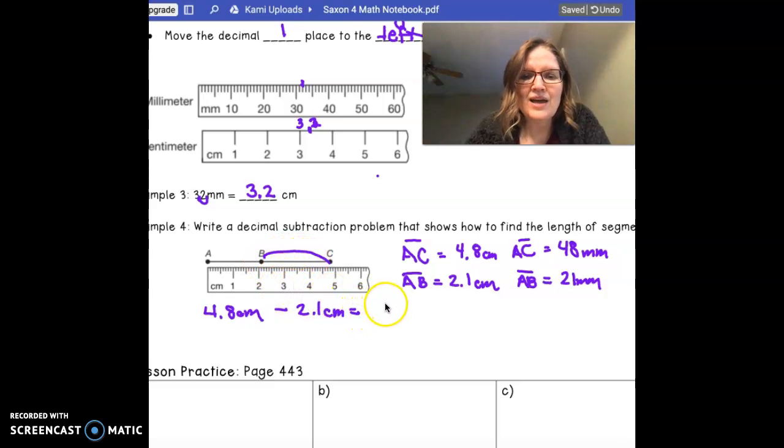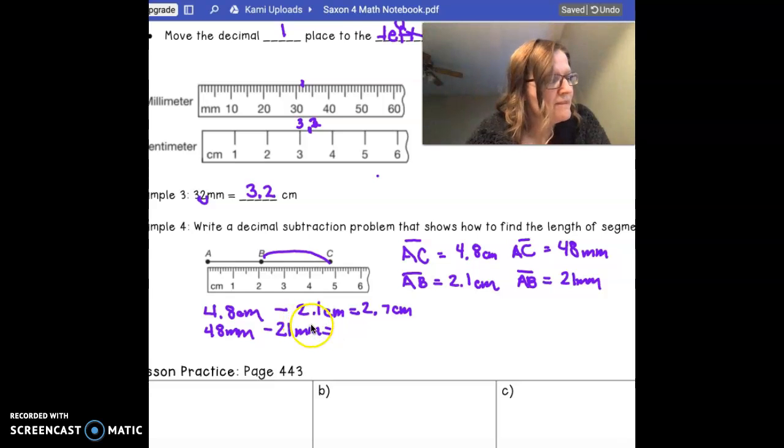So when I subtract that, I get 2 and 7/10 centimeters. Now if I were doing this in millimeters, I would just say 48 millimeters minus 21 millimeters, and that would give me my answer of 27 millimeters. And there we have it.